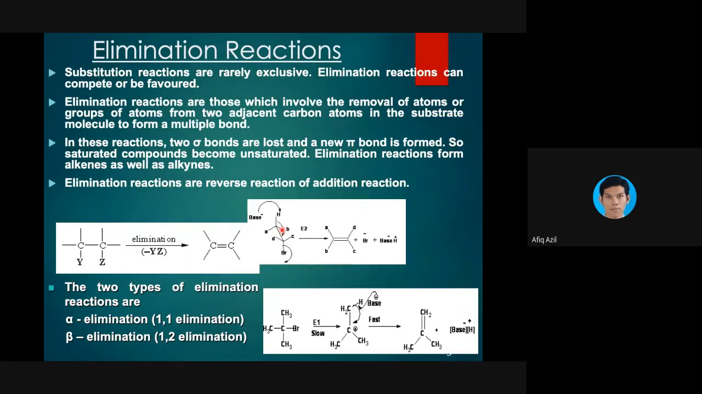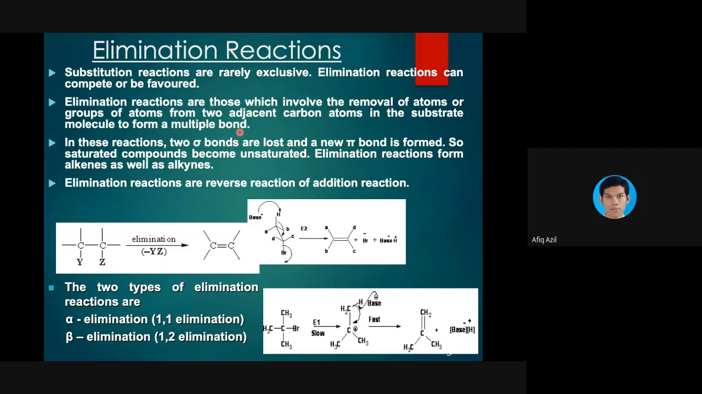So what is the elimination reaction? Last week you saw that in elimination reaction, we are trying to eliminate atoms or groups of atoms from the carbon itself. Here it is stated that substitution reactions are rarely exclusive, meaning that the reaction of substitution does not happen on its own. There could be another reaction involved, which is elimination. Elimination reactions can compete with the substitution reaction, or may be favored as well.